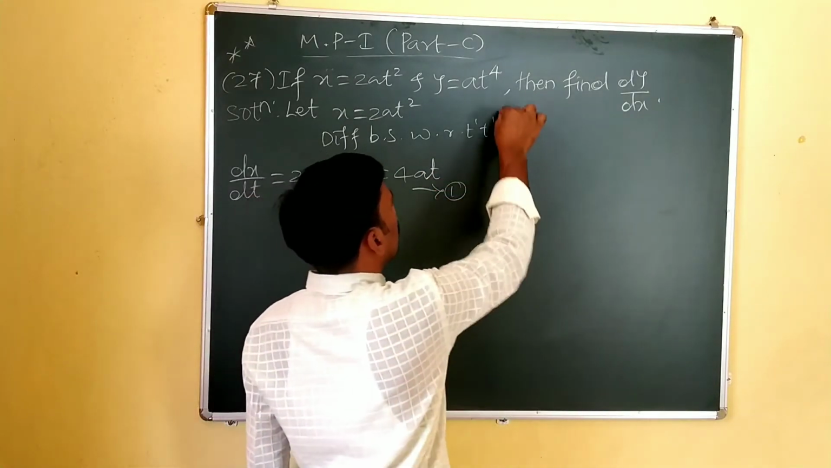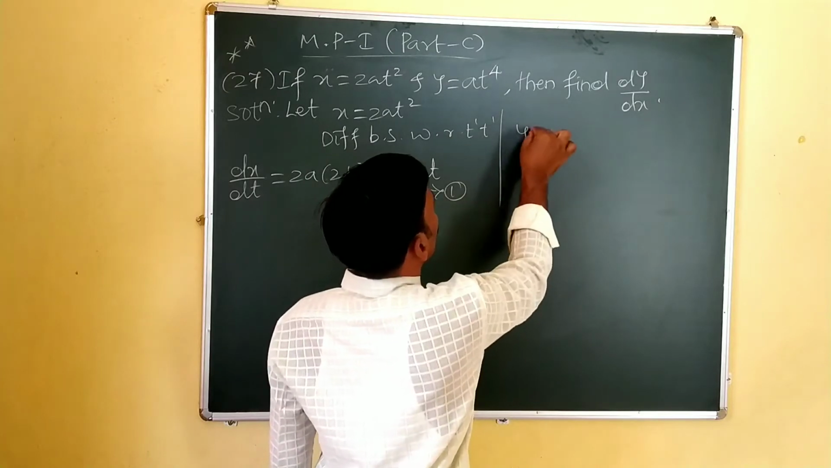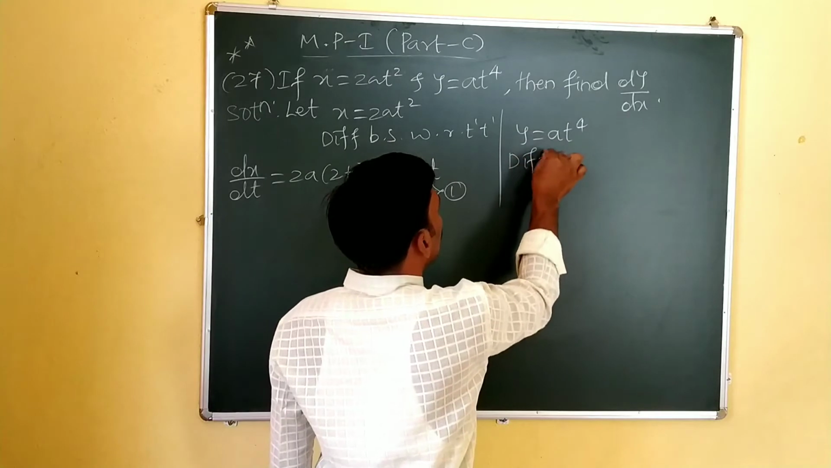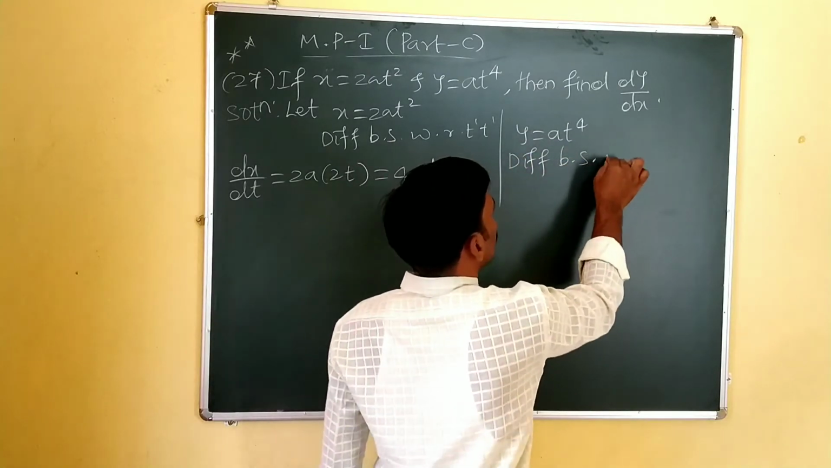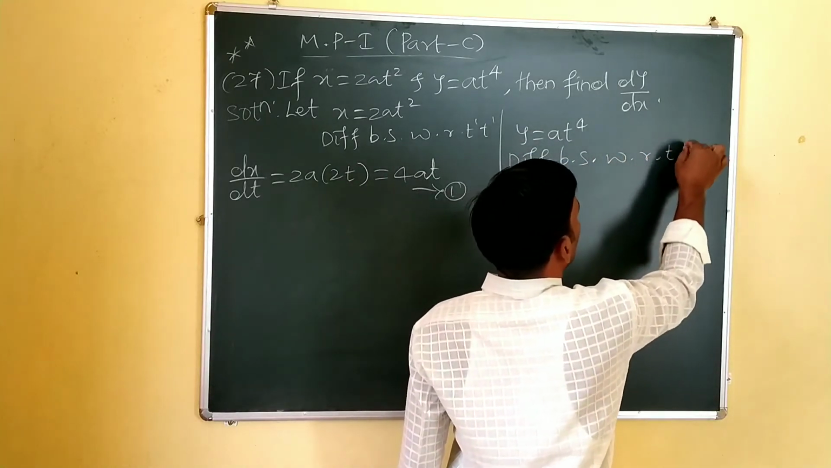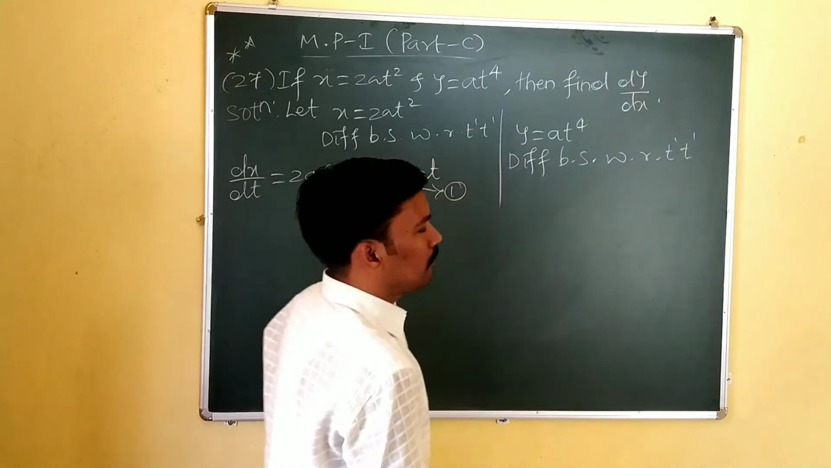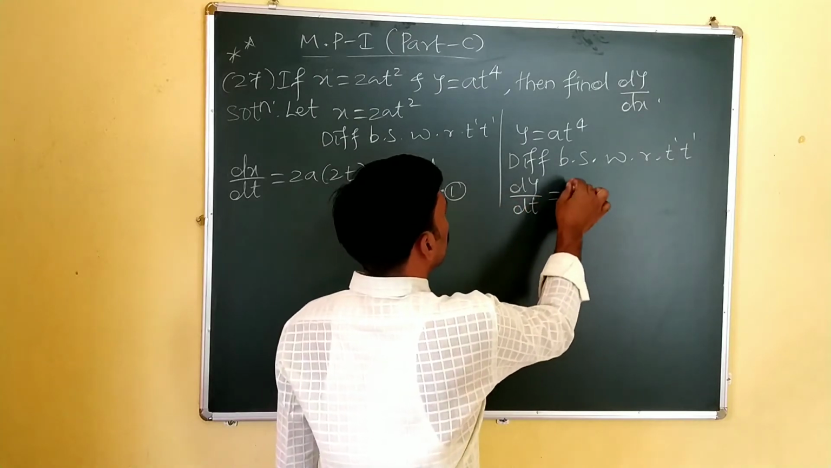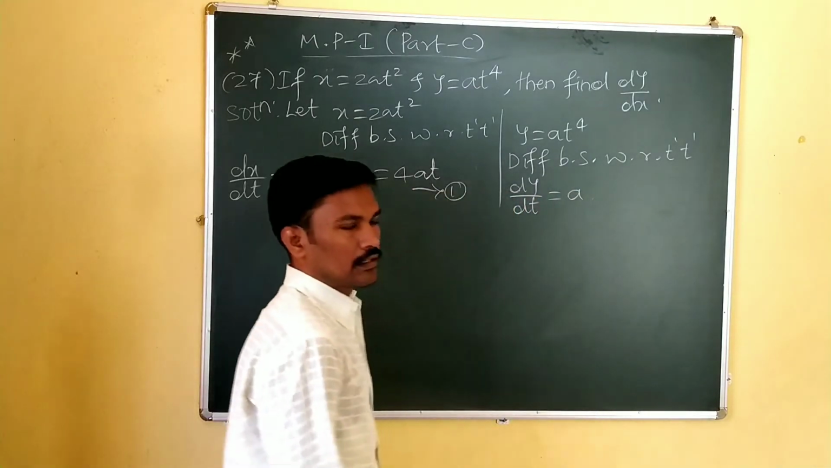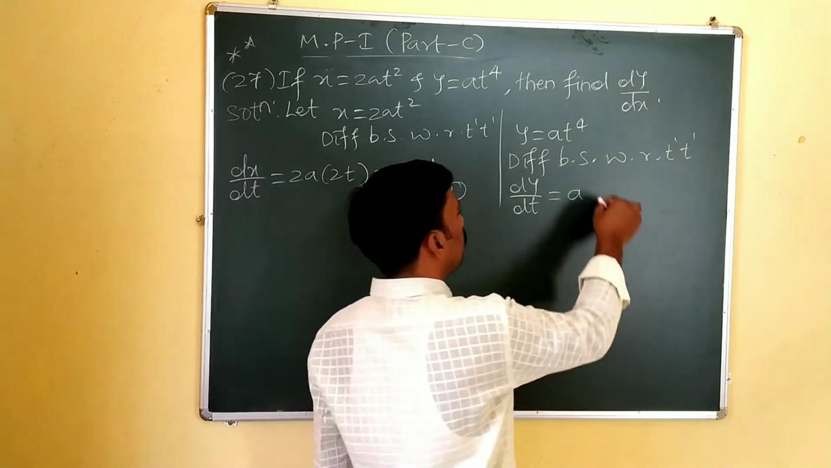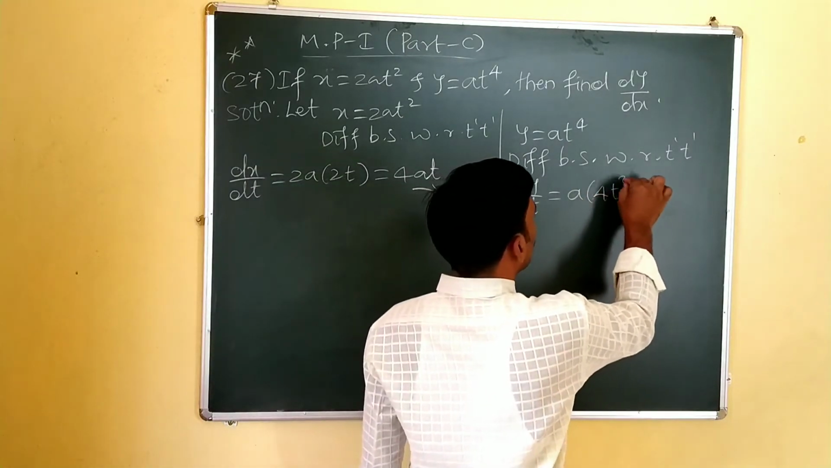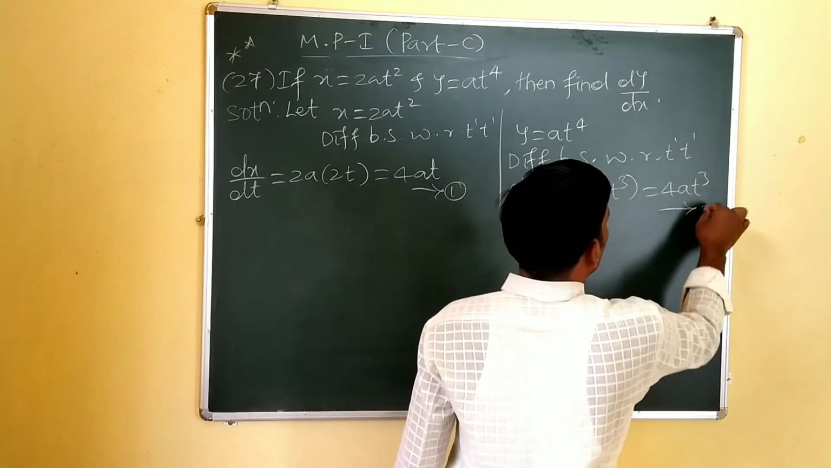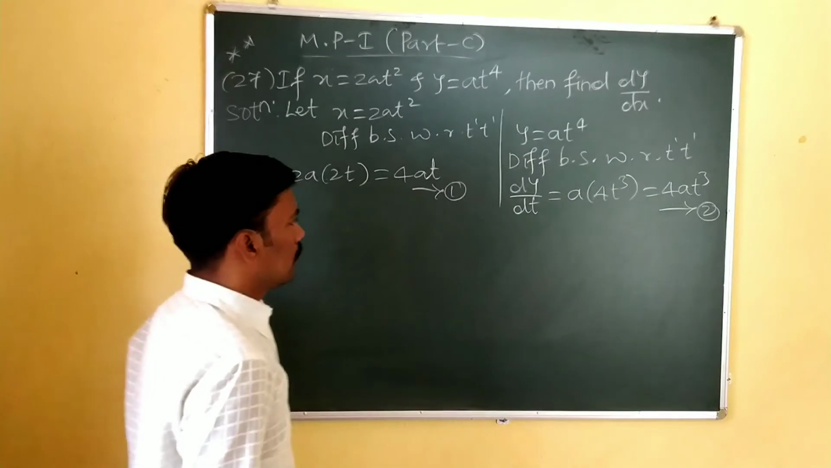And similarly, take the second equation. y is equal to a into t raised to 4. Once again, differentiating both sides with respect to t. Derivative of y with respect to t is dy by dt. That is equal to a is as this. a is a constant. And derivative of t to the power of 4 is 4 into t to the power of 3. So that is equal to 4a into t raised to 3. This is number 2.